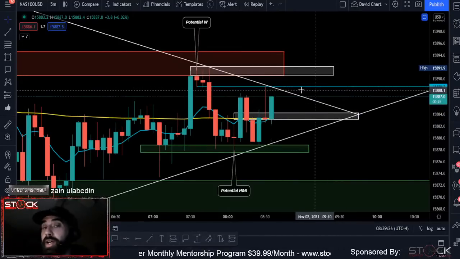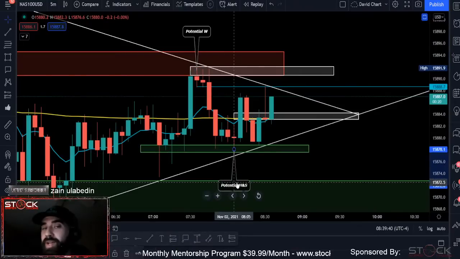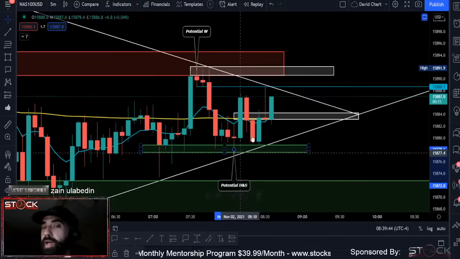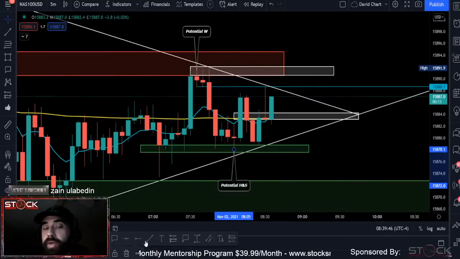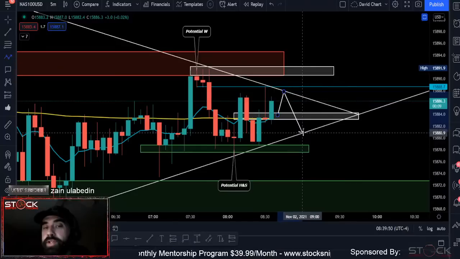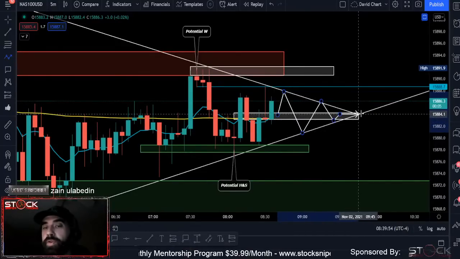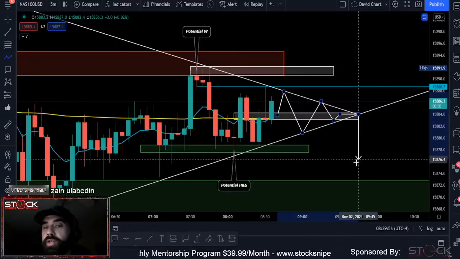All right. The plan for NAS is the potential W pattern here, or the potential head and shoulder pattern, which is looking like it's kind of fading away now for the opportunities, but we'll wait and see here. I think it could probably consolidate, come up here, maybe reverse. Bounce in before making its overall next move to the upside or to the downside.